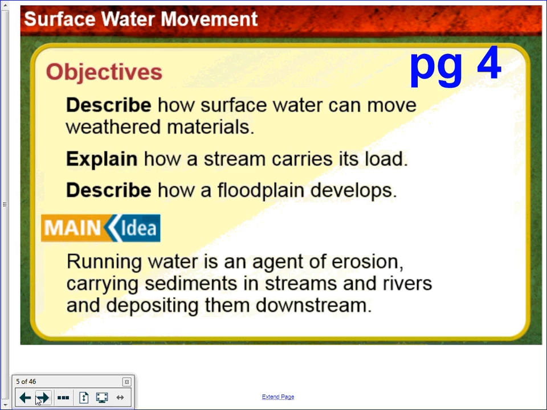This week we're going to be looking at water. We're going to start with what's called surface water, so where the water is on the surface. This is a lot easier for us to understand because we can see surface water. When we get to groundwater later in the week, that's when things get a little bit tricky.